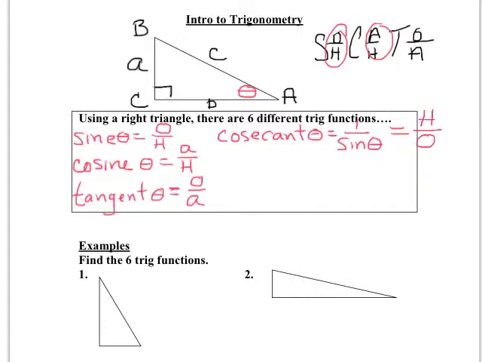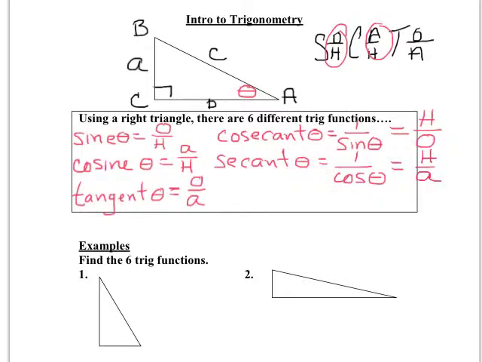The next one is secant of theta, which is 1 over cosine. And you notice that the abbreviation for cosine is COS. Since cosine is adjacent over hypotenuse, secant is hypotenuse over adjacent.